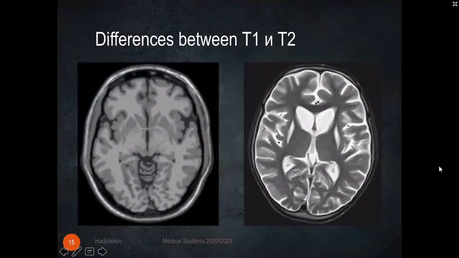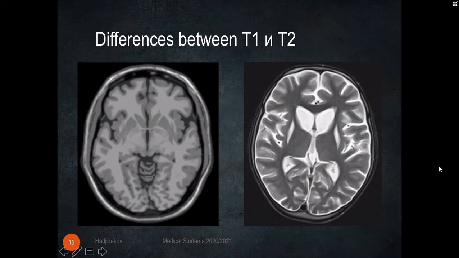What is the main difference you know already between T1 and T2? In T1, the first image on the left side of your screen, the cerebrospinal fluid is dark, hypodense. And in T2 images, the cerebrospinal fluid is white. Also in T1 images, the white matter is hyperintense, and the gray matter a little bit hypointense. So gray matter is gray and white matter is white. Here it's the opposite. In T2 imaging, the gray matter is brighter than the white matter.